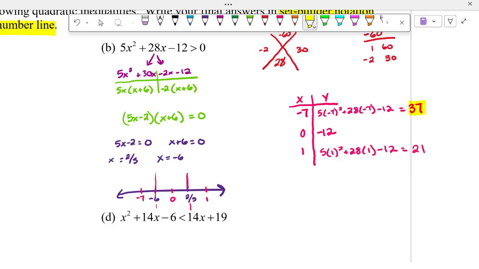So look at these numbers. Which of these three numbers fit into my solution set, meaning they are greater than 0? 37 and 21. So that means that if I was looking at my solutions, I would have solutions over here, and I would have solutions over here.